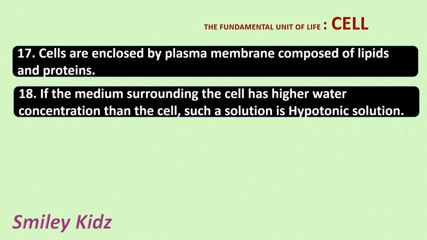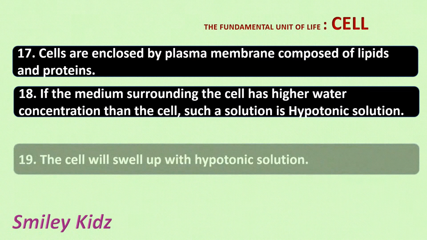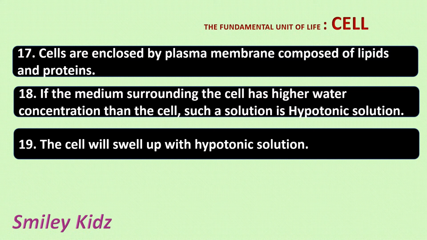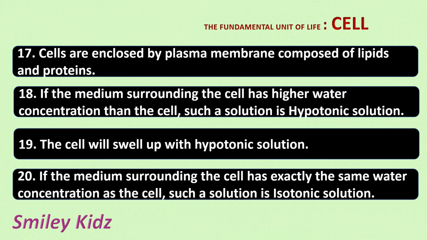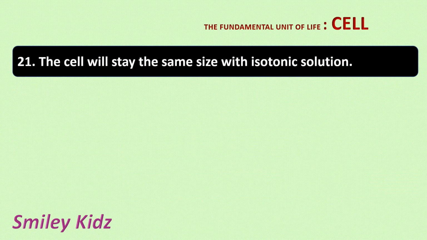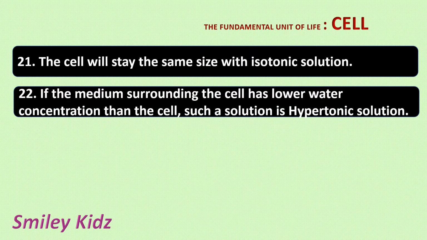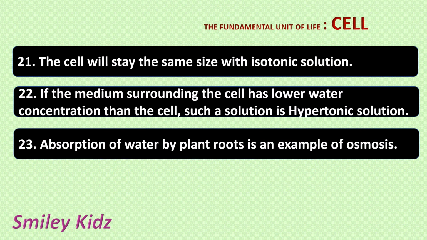If the medium surrounding the cell has higher water concentration than the cell, such a solution is hypotonic solution. The cell will swell up with hypotonic solution. If the medium surrounding the cell has exactly the same water concentration as the cell, such a solution is isotonic solution. The cell will stay the same size with isotonic solution. If the medium surrounding the cell has lower water concentration than the cell, such a solution is hypertonic solution. The absorption of water by plant roots is an example of osmosis.